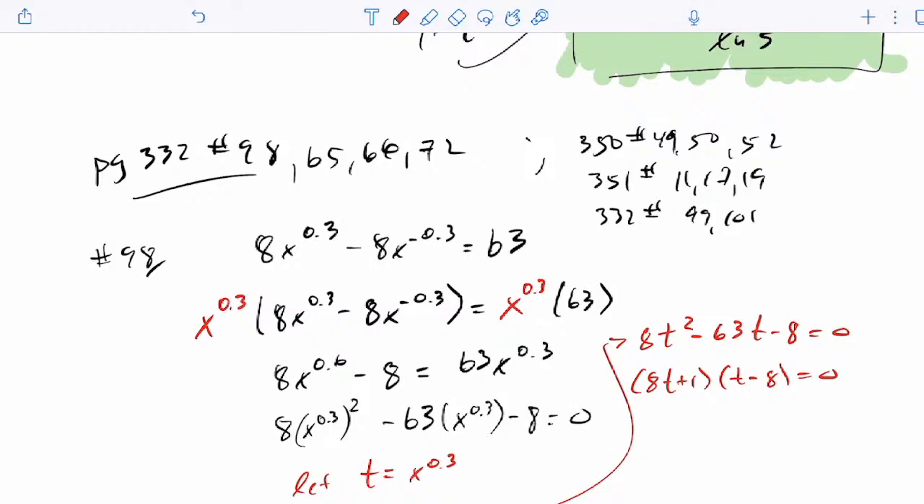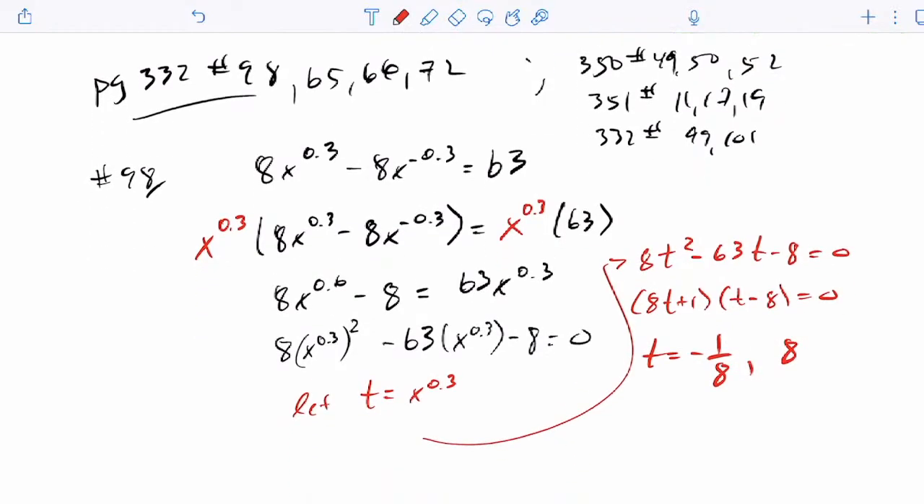Yeah, sure. Reem, you with me so far? I think I factored that correctly. So here you get t equals, for 98, since you were asking 98, you get t is negative 1 over 8 and t is 8. So it's not a t though, it's an x to the 0.3 is this, or x to the 0.3 is 8. You don't like this solution. It's a little bit messy.